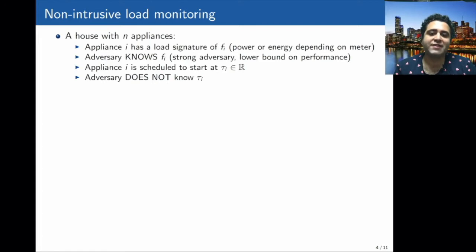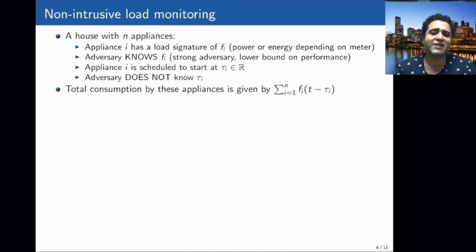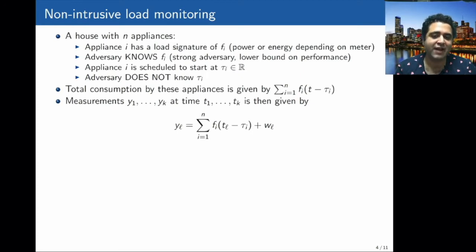Now, each appliance has a designated start time tau i, and after its start time, it goes through its cycle and finishes its job. The adversary does not know this tau i. The question is, can it find out these tau i's or not? The total consumption of these appliances, if we didn't have anything else in the house, would be equal to the shifted versions of the load profile summed together. Now, the adversary has access to K measurements at different times. These times could be regular or irregular, of this total consumption of these appliances plus some W_k.